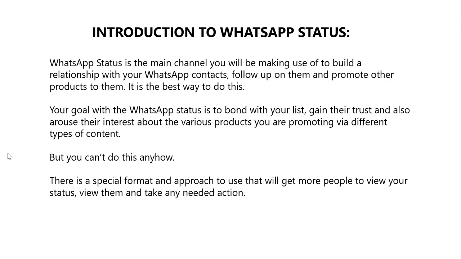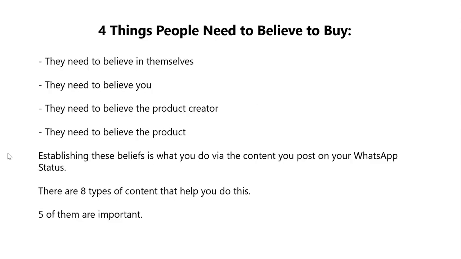There is a special format and approach to use that will get more people to view your status and take any needed action. And from my 12 plus years of selling online, I have now come to know that there are 4 things people need to believe in order to buy what you are promoting. And that is what you want them to do anyway. You want to promote stuff and then you want people to buy them. And these are the 4 things.